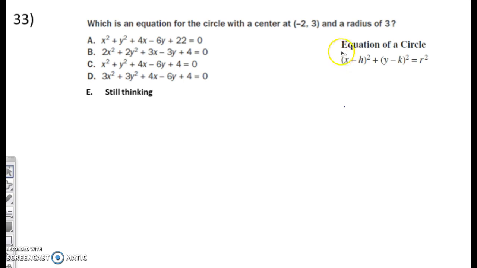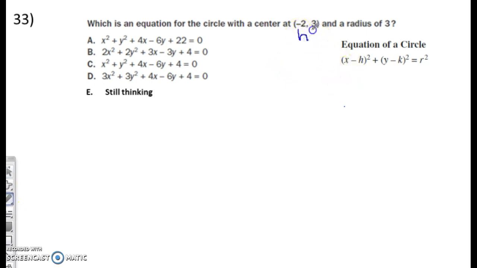But if we look at this standard form for the equation, we know the center is at h, k, and we know we can find the radius because it stands for r. So basically what we have to do is take these answers. Well, let me start over. We're going to plug these into the equation of a circle, and then we're going to multiply it out to see which one matches.